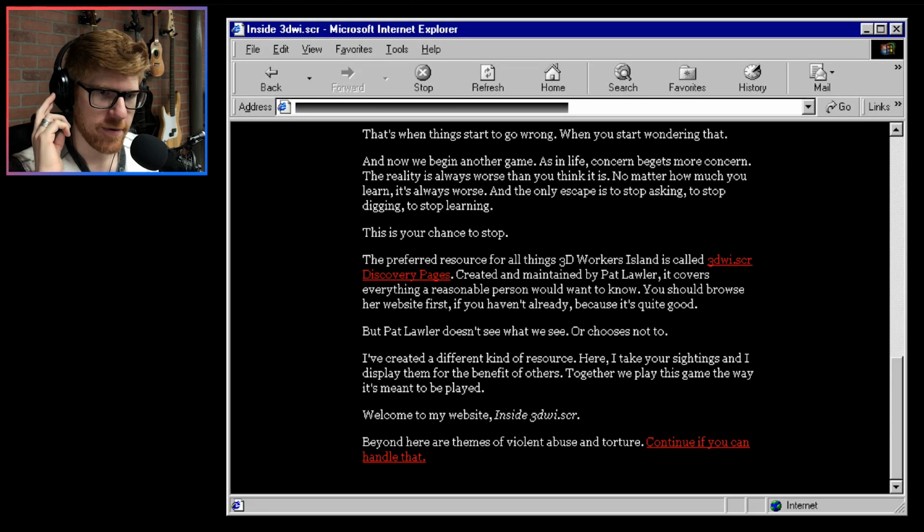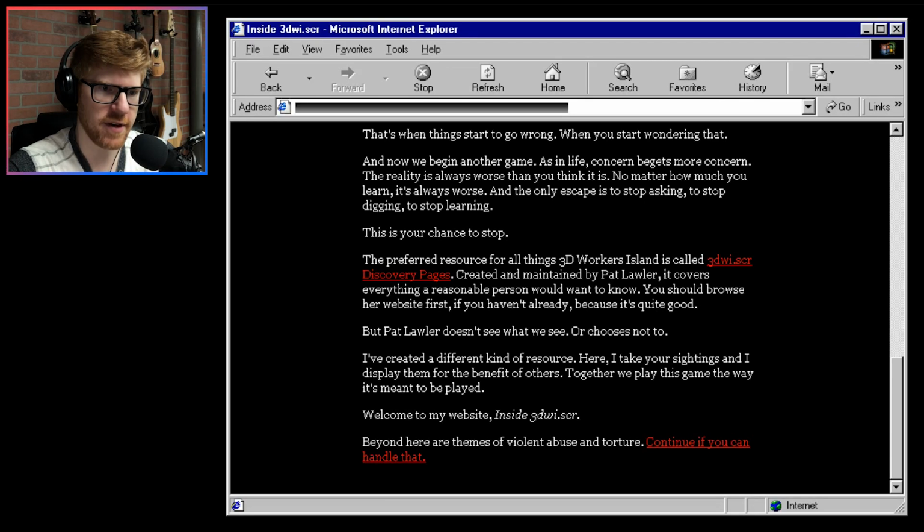We're going to go. The preferred resource for dealing with all things 3D Workers Island is called the 3D Whisker Discovery Pages, which were taken down. Created and maintained by Pat Lawler, it covers everything a reasonable purple person would want to know. You should browse her website first, because it's quite good. Why did I think Pat was a guy before? But Pat Lawler doesn't see what we see, or chooses not to.